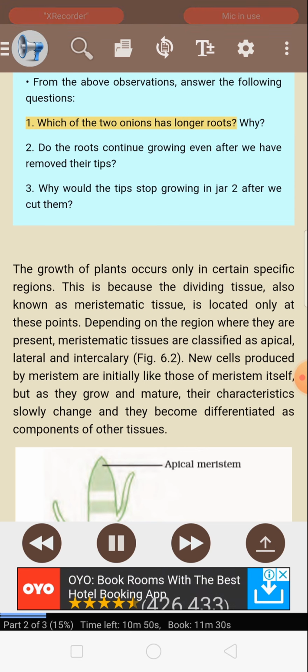From the above observations, answer the following questions. 1. Which of the 2 onions has longer roots? Why? 2. Do the roots continue growing even after we have removed the tips? 3. Why would the tips stop growing in jar 2 after we cut them?